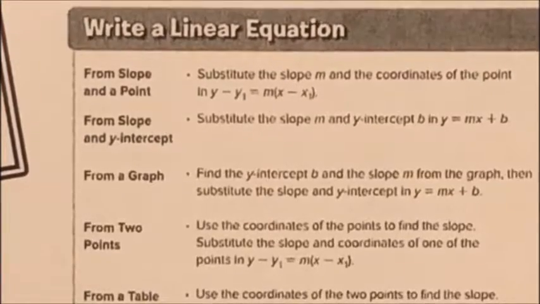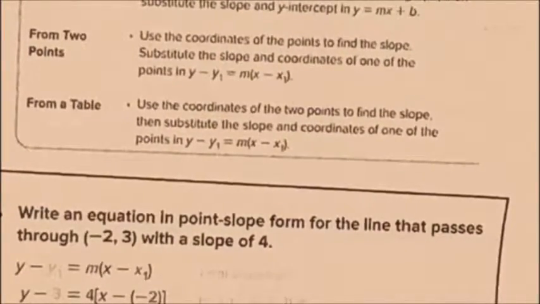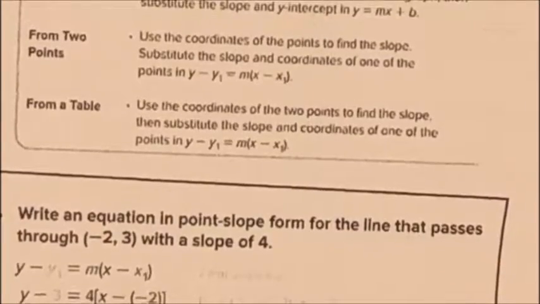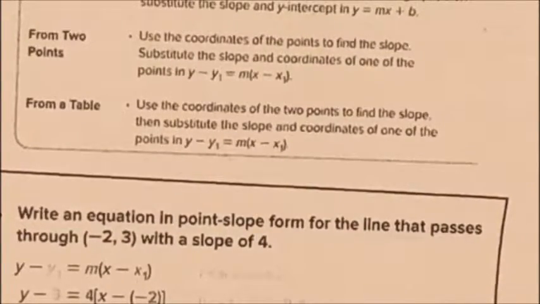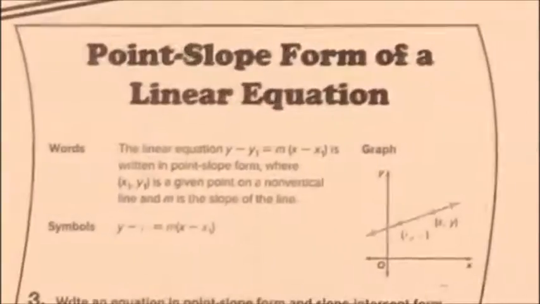You can also do it from a table. You can use the coordinates of the 2 points to find the slope, then substitute the slope and coordinates of one of the points in y minus y1 equals m times x minus x1. So we're going to specifically look at point-slope form of a linear equation.